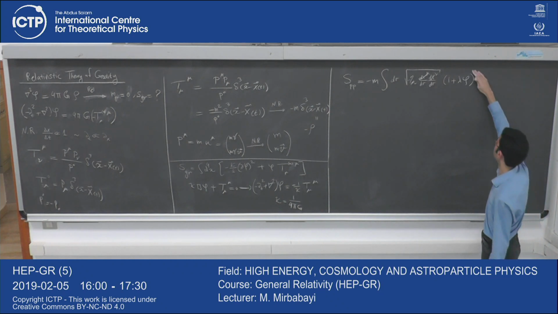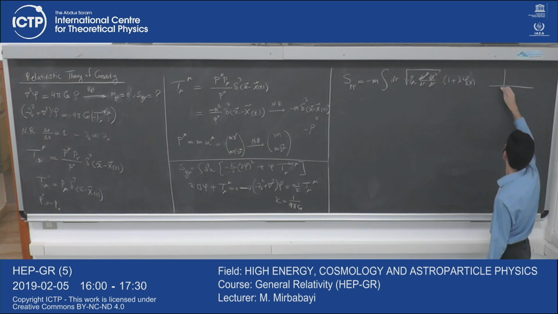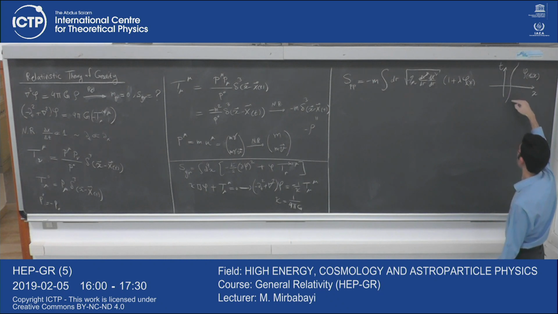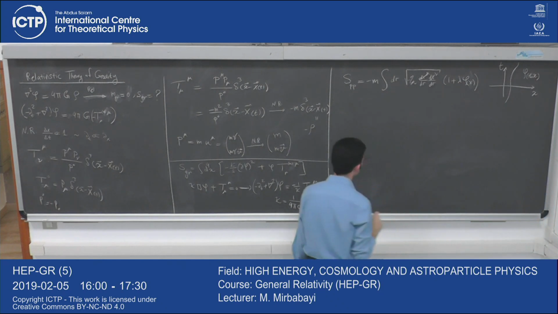Now we can ask, and of course this phi is a function of x, right? You should imagine that this is the space-time, and then I have this trajectory, and then there is a phi field, some phi of t and x. And now I'm evaluating it on the world line. So now we can ask again what the equation of motion is for this point particle.